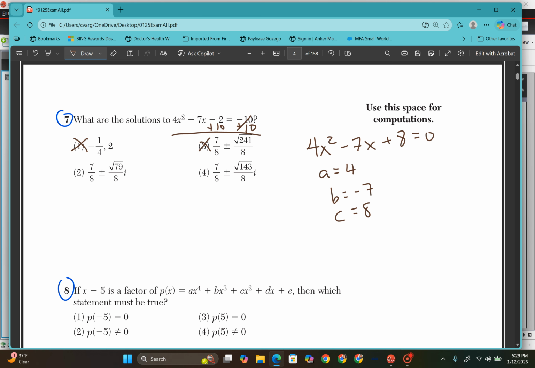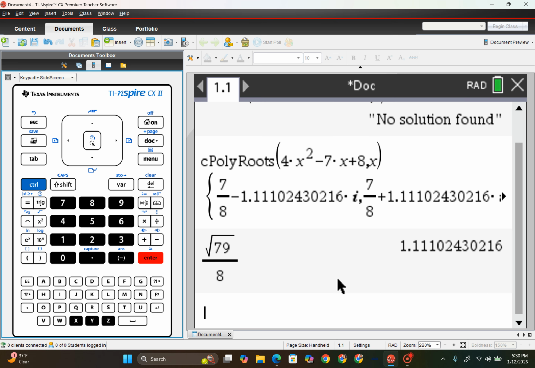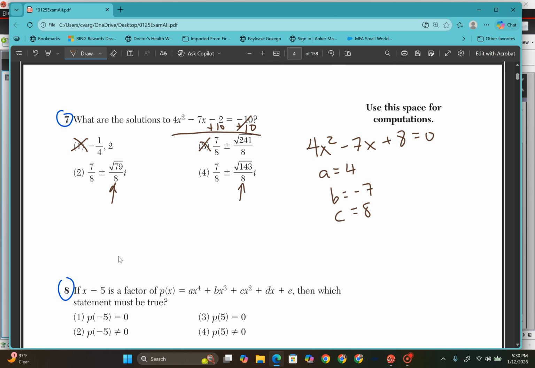Okay, so which of these is going to give me 1.11? Well, I care about the 1.11. So now all I have to do is plug this into the calculator and see which one gives it to me. It looks like it's going to be the first one, but let's just check that. So if I do control, radical 79 over 8, does that give me the 1.11? There it is. Cool. So our answer choice is 2.